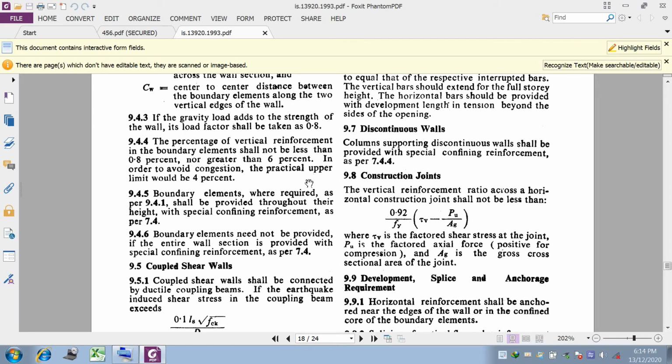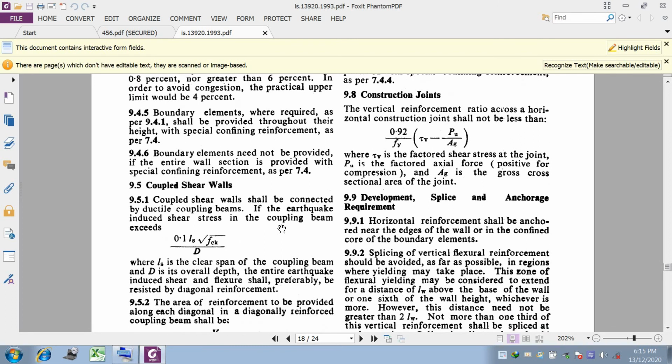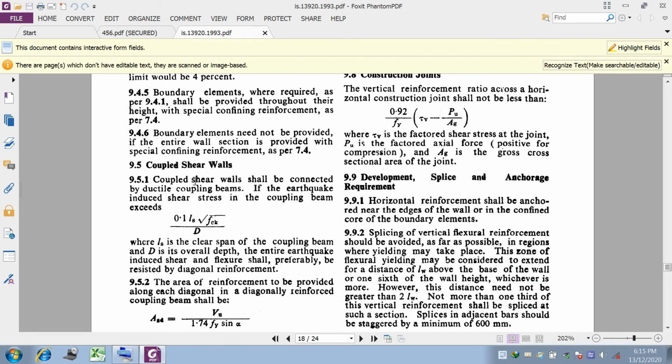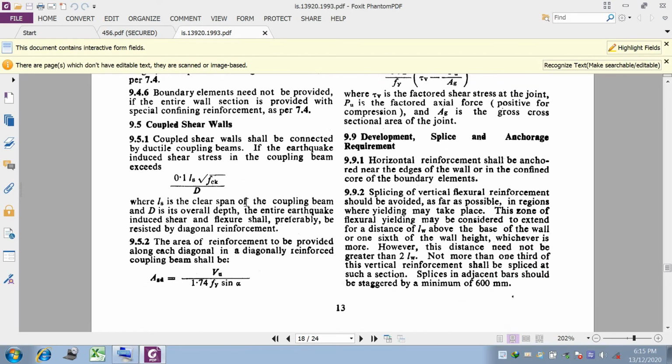Okay, then in order to avoid congestion, the practical upper limit would be 4%. So boundary elements, where required as per 9.4.1, shall be provided throughout their height with special confining reinforcement, and the boundary element need not be provided if the entire wall section is provided with special confinement. Then the special requirements of the coupled shear wall. Let us see what the requirements are.